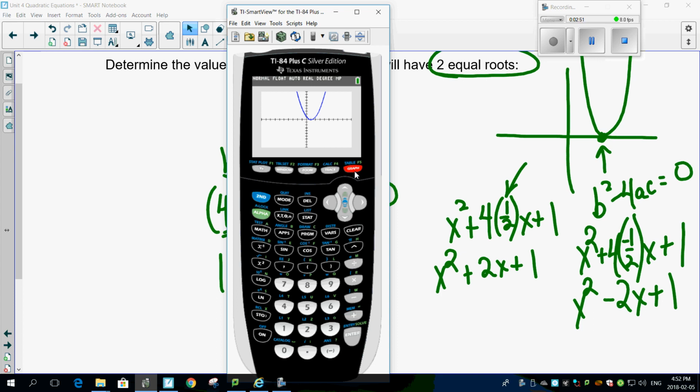So again, the discriminant can be used to not only figure out what the nature of the roots are, but also help us to figure out types of equations too.